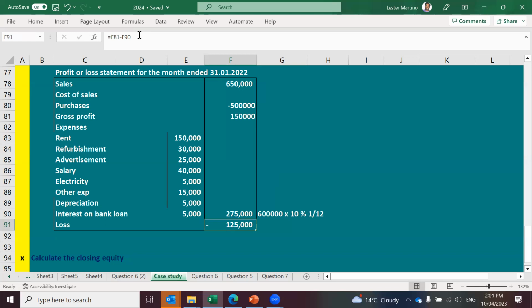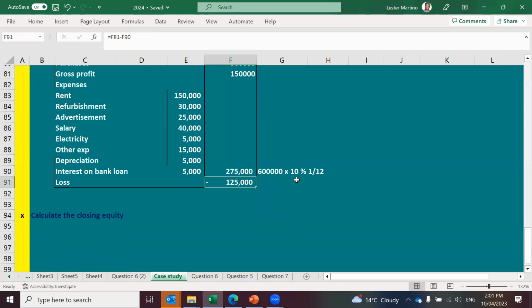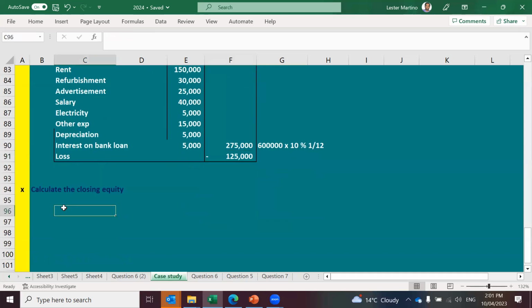Okay, right. Last one, closing equity. So write it down. Closing equity equals opening equity plus profit, or minus loss if you have a loss. And if you have drawings, minus drawings.